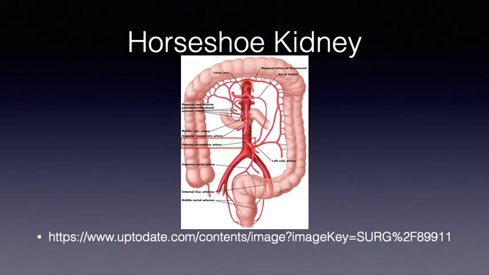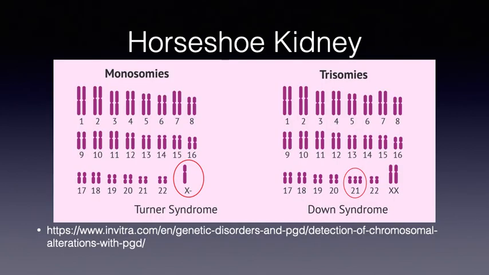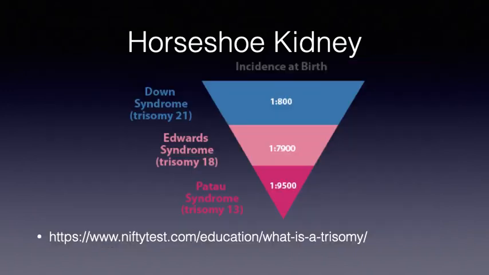For anatomy, we will locate the inferior mesenteric artery. The aneuploidies we'll discuss are a monosomy, namely Turner, and the three least bad trisomies, Down, Edwards, and Patau. Edwards is trisomy 18, and Patau is trisomy 13, is correct.